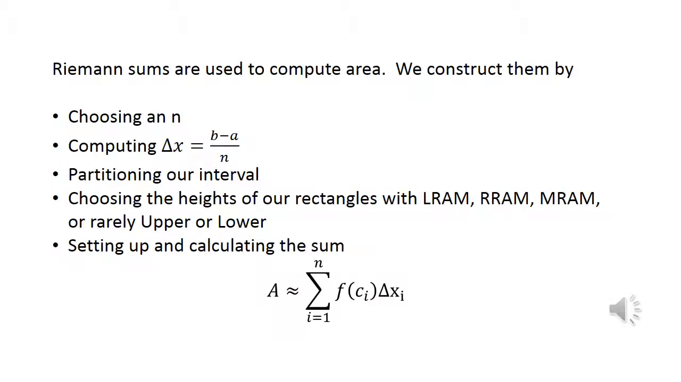So let's recap what we've done so far. Riemann sums are used to compute areas. We construct them by first choosing an n, then computing delta x equals (b minus a) over n, partitioning our interval, and then choosing the heights of our rectangles with a left sum, a right sum, a midpoint sum, or rarely an upper or lower sum. And then finally, having done all that, we set up and calculate our sum. Area is approximately equal to the sum from i equals 1 to n of f of c sub i delta x sub i.